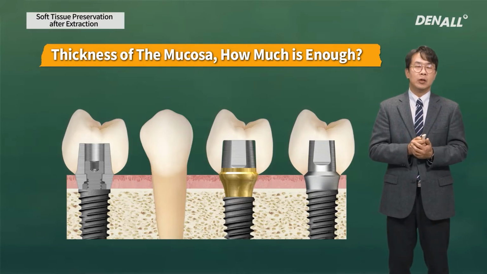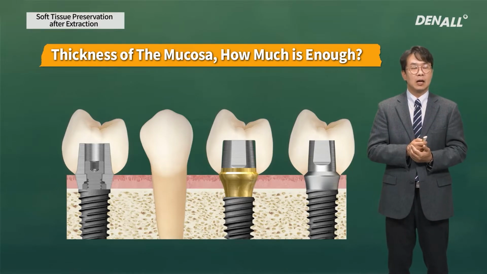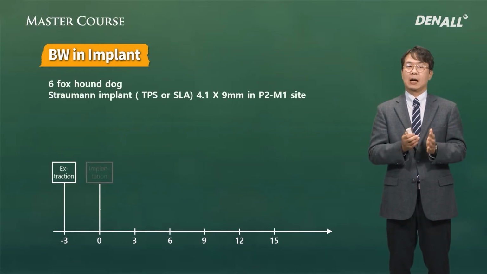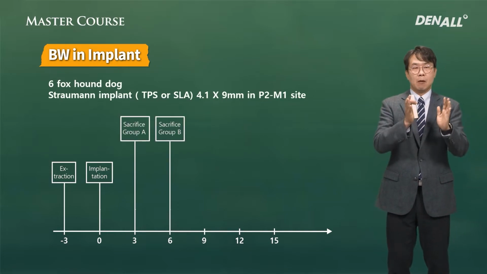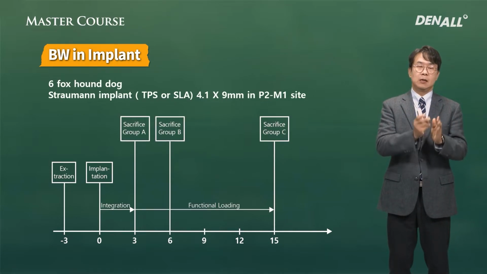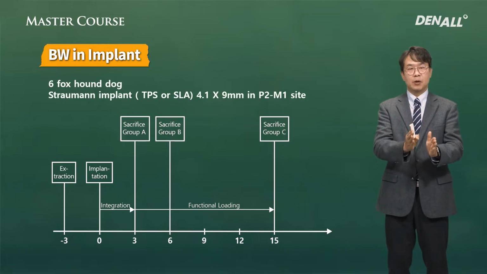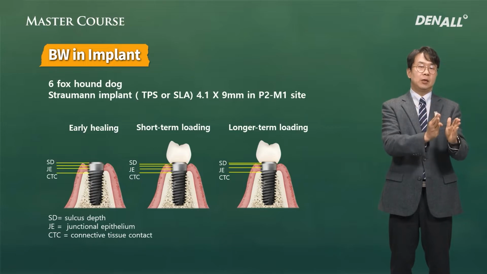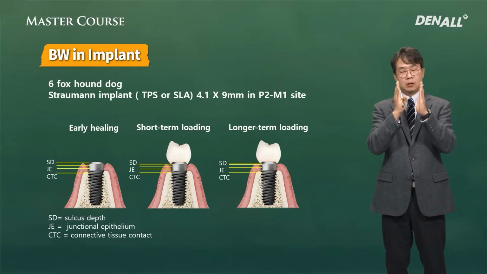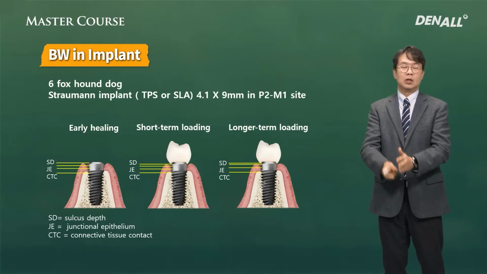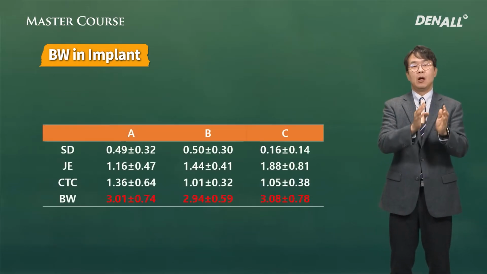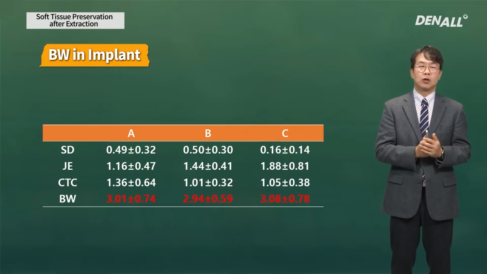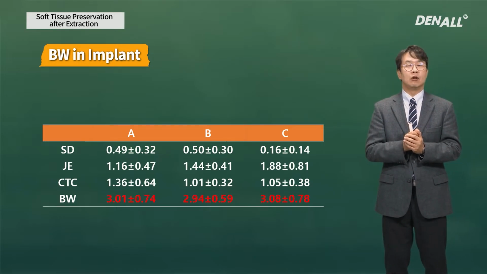We should not interfere with the stability of soft tissue when we place an implant. Regarding biologic width, let's review. Here we look at how biologic width changes under function of implants over time: early healing, short-term loading, and longer-term loading. In most cases, they have a consistent thickness that's around 3 millimeters.